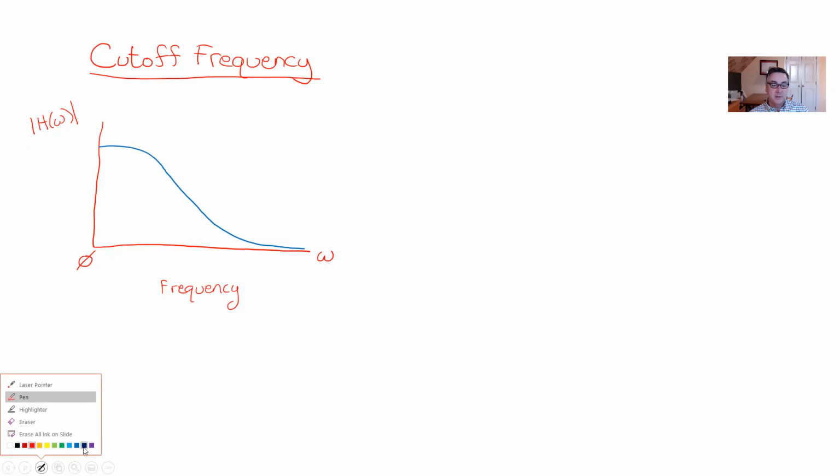Okay. So what do we mean by cutoff frequency? Well, the cutoff frequency represents some frequency that describes where on the frequency axis this system's response is transitioning. Okay.